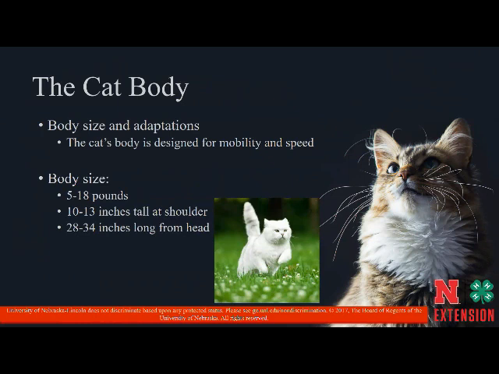Okay, body types of the cat. The cat body, body size and adaptations. The cat's body is designed for mobility and speed. A body size can range from 5 to 18 pounds, 10 to 13 inches tall at the shoulder. That would be like from the ground to their shoulder. And then 28 to 34 inches long from the head. And one thing I was going to look up, and I just didn't get it done, I don't know if that's the head to the tip of the tail or from the head to where the tail starts on their rump. I'm not positive. I guess that would be your homework to find out.